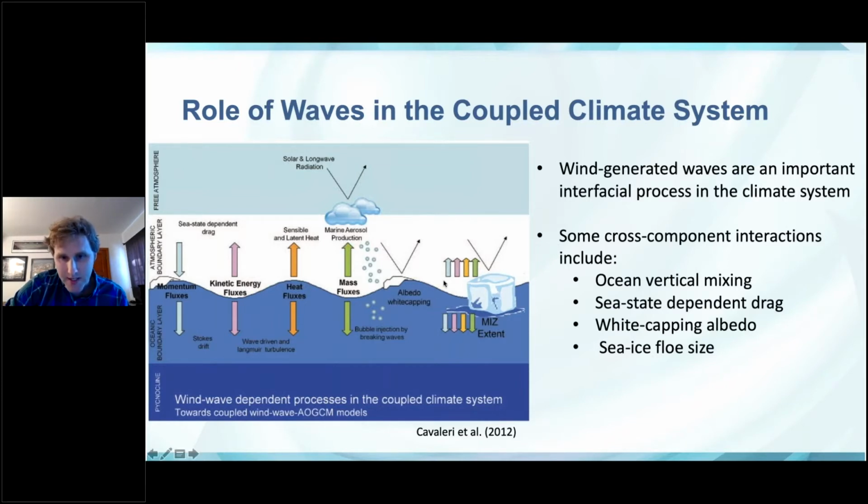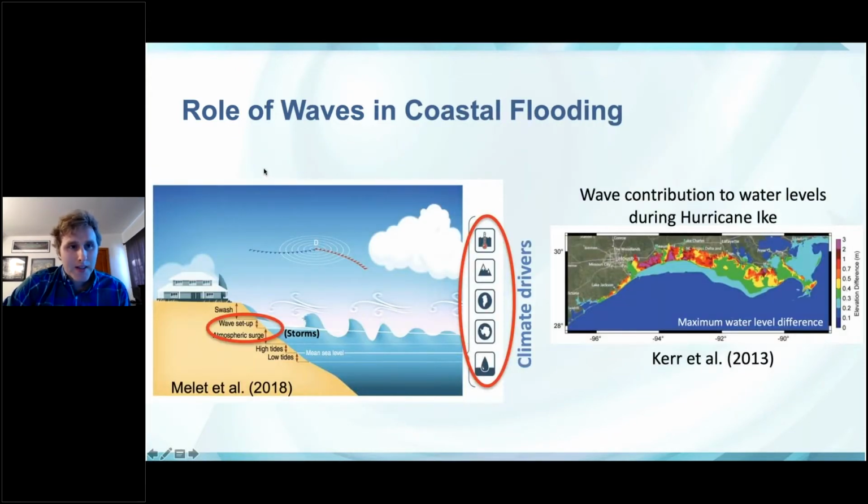And then in the marginal ice zone, waves are damped by sea ice, but they're also one of the main determinants of sea ice floe size in the marginal ice zone. And if we look specifically at the role of waves in coastal flooding, when waves break in the coastal ocean, the momentum lost is transferred to the water column and creates a setup of water near the coast. And so in conjunction with climate drivers that we get from E3SM, we're interested in using the wave modeling capability to assess flooding into the future under climate change, sea level rise scenarios.